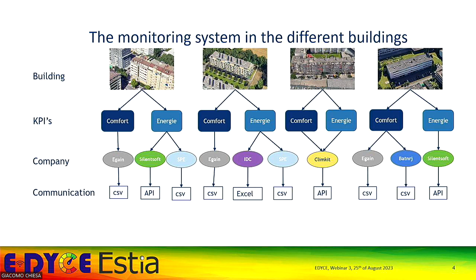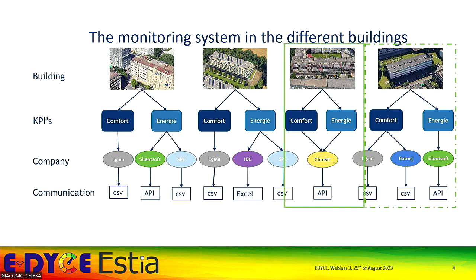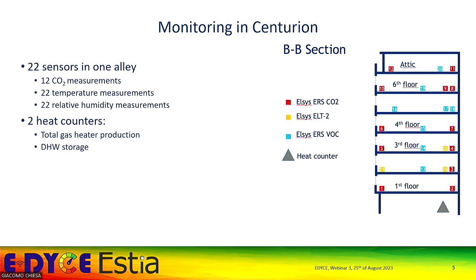So we will mainly focus in this presentation on Centurion, which is the big building underlined in green here. And I'll talk a little bit about the Loire building because it's very interesting regarding comfort. In Centurion, we had a very large building, about 180 meters long. So we had to focus the monitoring on one alley. And we installed 22 sensors. You can see them here on the right of the picture.